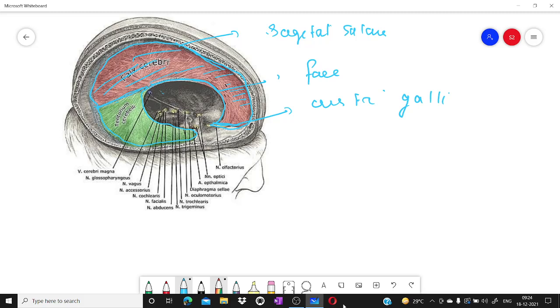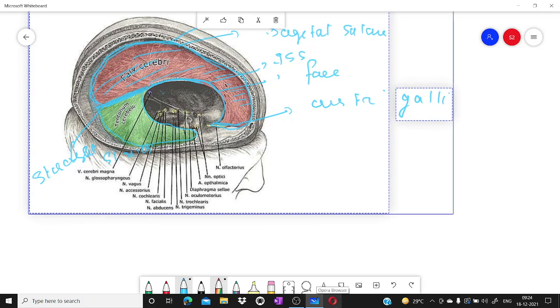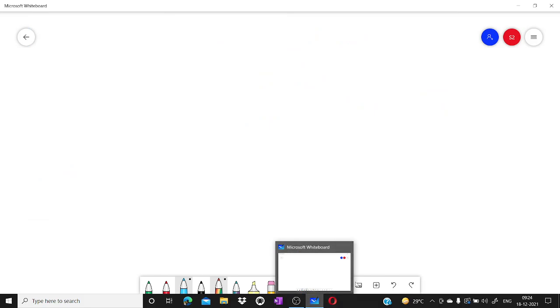Now the sinuses which are related to the falx cerebri: along the superior border, we have the superior sagittal sinus. Along the inferior border, you have the inferior sagittal sinus, and along the line of attachment to the tentorium cerebelli, we have the straight sinus. And next picture.